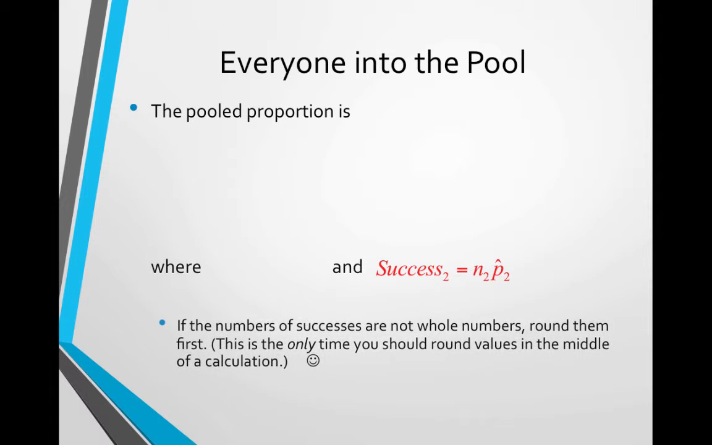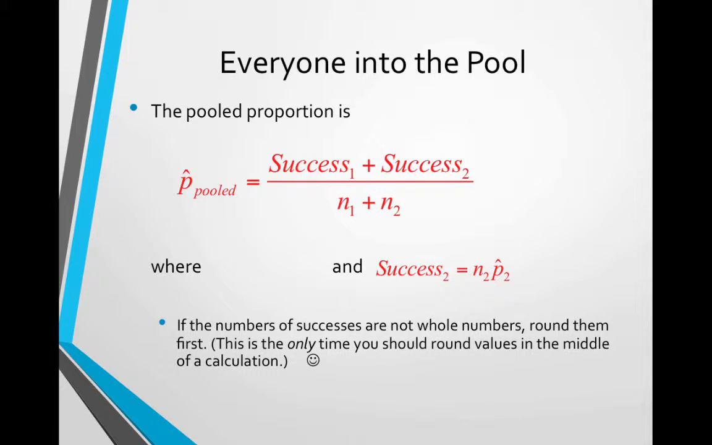The pooled proportion is calculated as p hat pooled equal to the successes from your first group plus the successes from your second group, divided by the sample sizes from each group added together, where the successes for the first group would be your sample size of the first group times the sample proportion of the first group, and the number of successes in the second group is your sample size from the second group times the sample proportion from the second group. If the numbers of successes are not whole numbers, then you're going to round them first. This would be the only time you should ever round values in the middle of a calculation. Otherwise, you should always just keep extending it out and then round at the very end. But in this particular case, you need to have whole numbers for your successes.